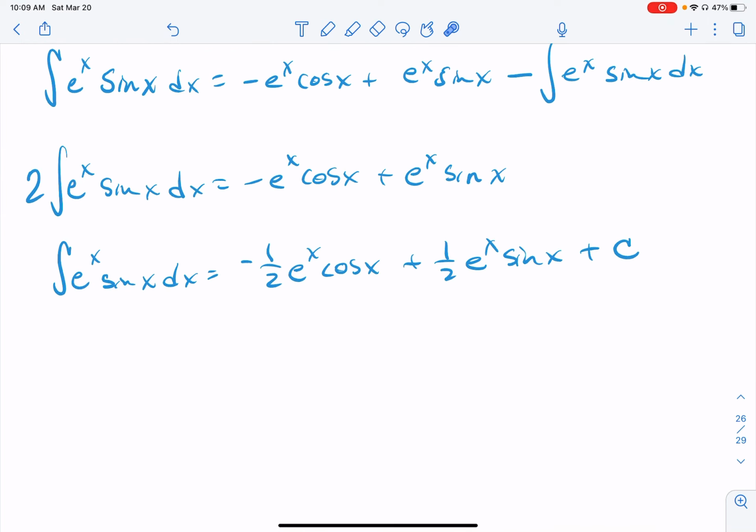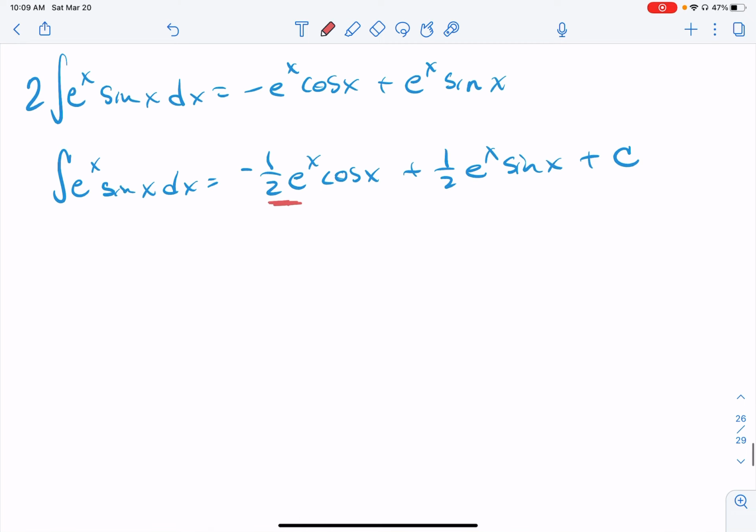Okay, so just to demonstrate that this actually is valid, let's find the derivative of this guy. We'll have to use the product rule a couple of times here. I'm just going to take the negative 1/2 e to the x as our first function, or I can bring the halves out, it doesn't matter. The derivative of negative 1/2 e to the x is negative 1/2 e to the x times the second function cosine x, plus the first function negative 1/2 e to the x times the derivative of cosine, which is negative sine x.